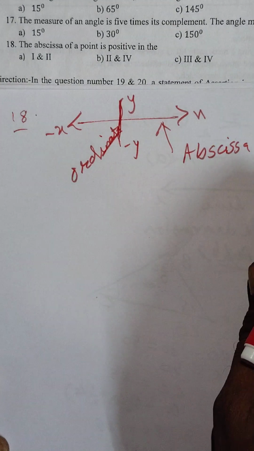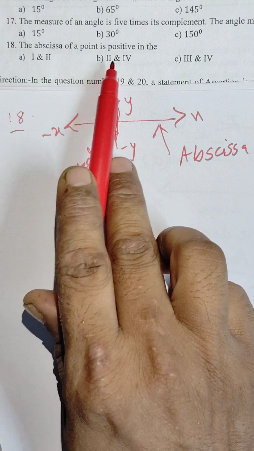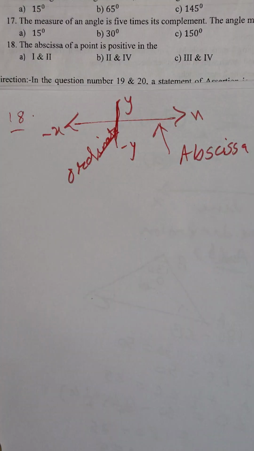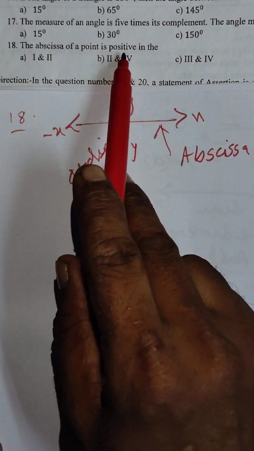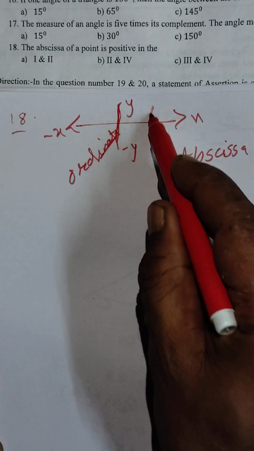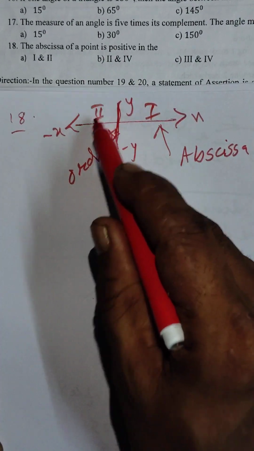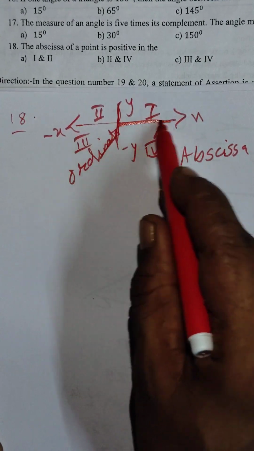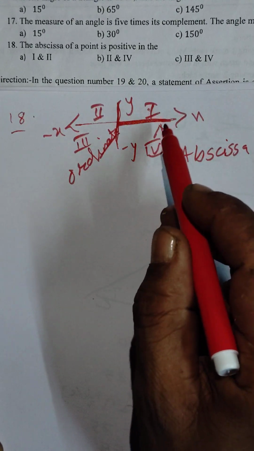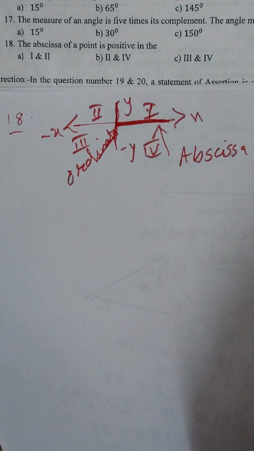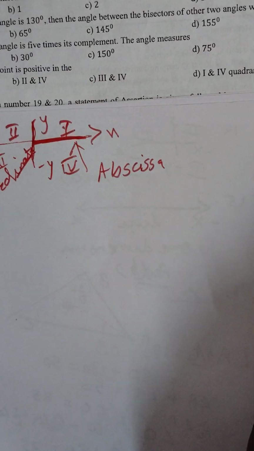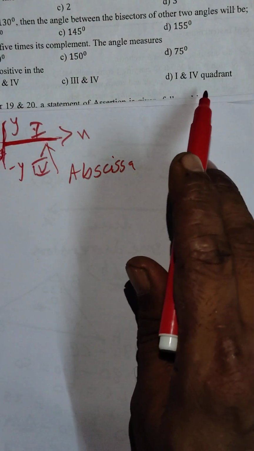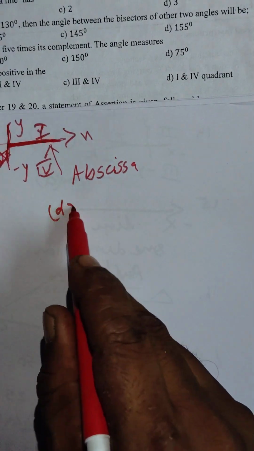So the question is asking: the abscissa of a point is positive in the. So this is the first quadrant, this is second, this is third, this is fourth. So here x is positive. So this is the first and fourth quadrant. So first and fourth quadrant is given in option D. So option D is the answer.